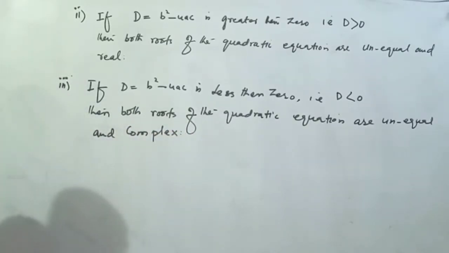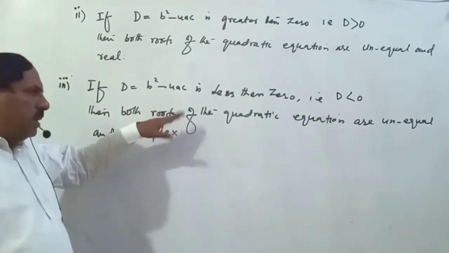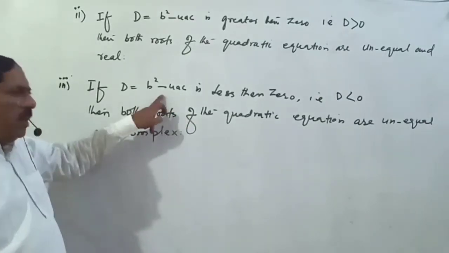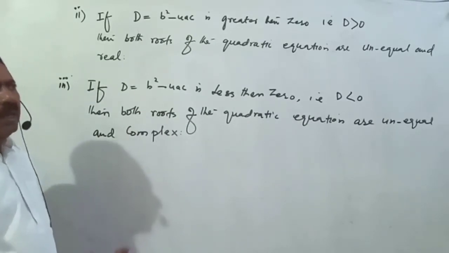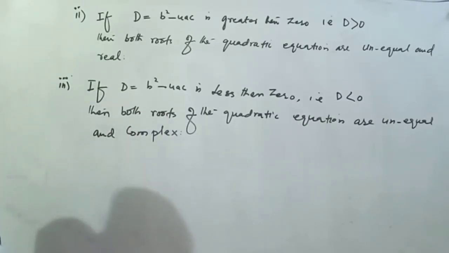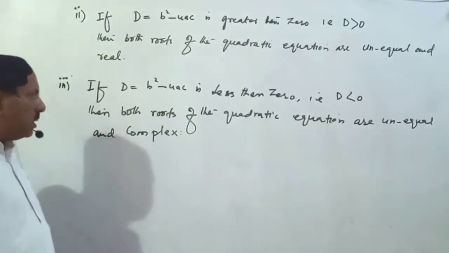The roots will be complex because the discriminant is less than 0. The discriminant is covered by the radical sign. If the discriminant under the radical is negative, it will be expressed with respect to iota. If it is expressed with respect to iota, then the roots will be complex.